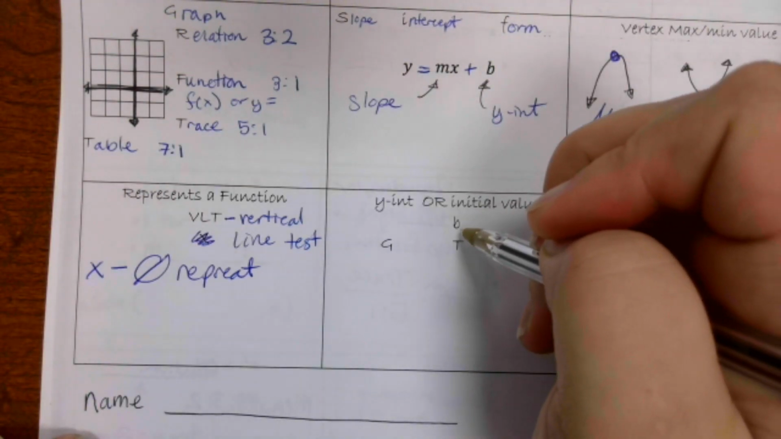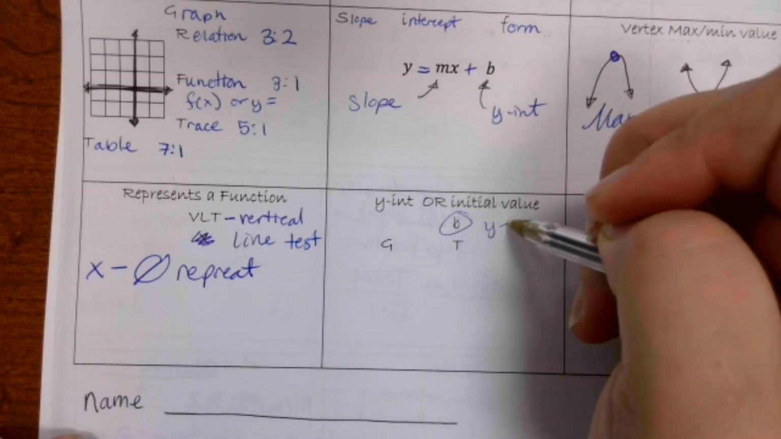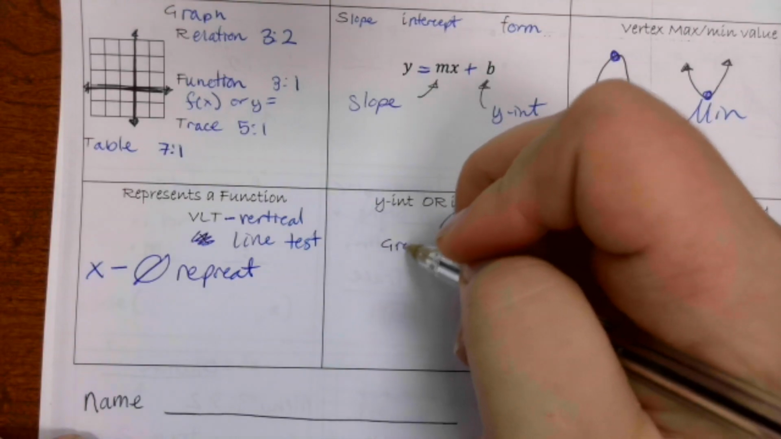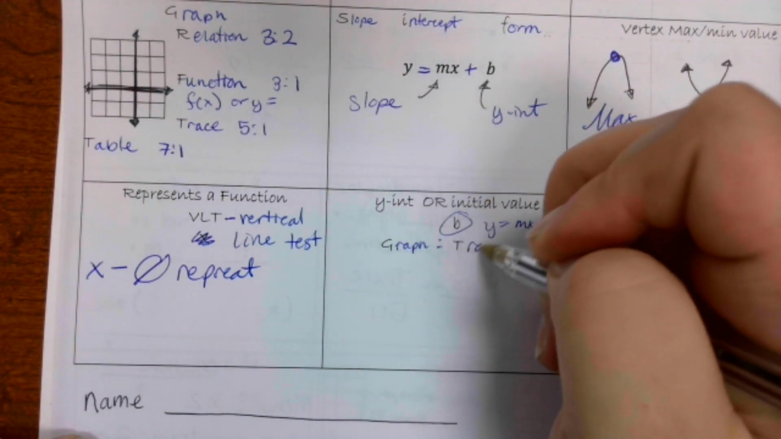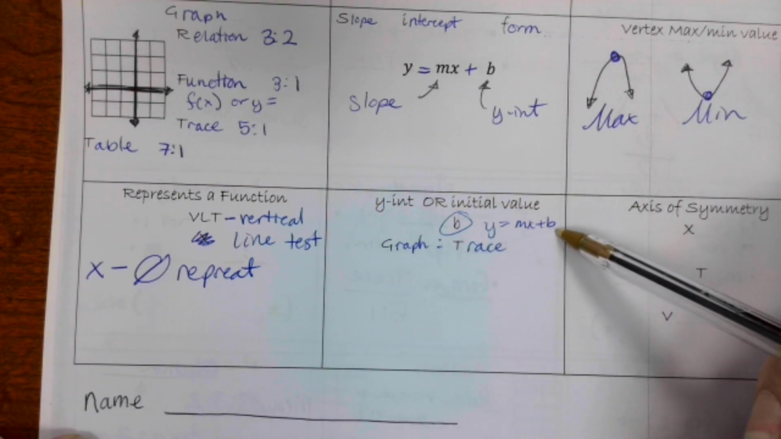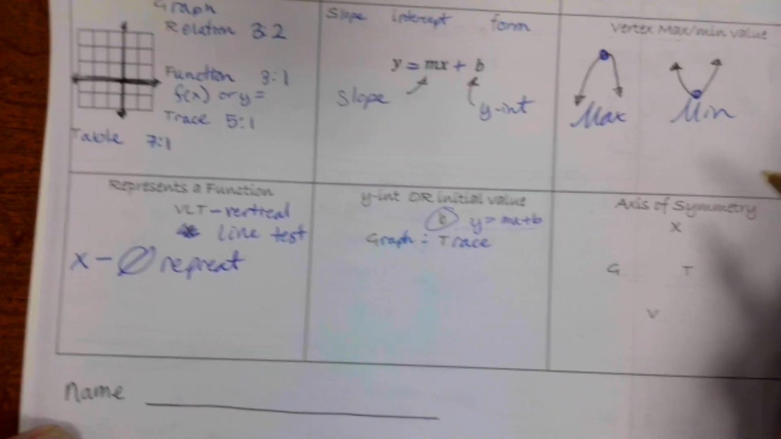Okay, the y-intercept, our initial value, it's the b from y equals mx plus b. You're going to graph and then trace. If you don't have a graph, if they don't give you a y equals like this, just graph it and trace it.